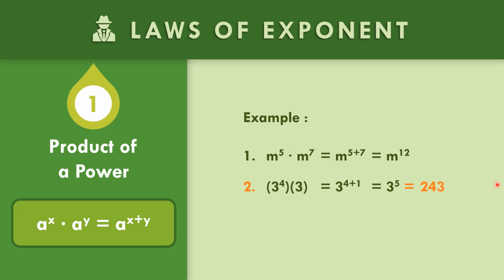So that becomes 243. How about number 3? 2 cubed times 2 cubed. So it means the base is 2. Let us copy. And then the exponent 3 plus 3. 3 plus 3 is equal to 6. So 2 to the 6th power. So it means you need to multiply 2 6 times. So 2 times 2, 4 times 2, 8 times 2, 16 times 2, 32 times 2, that is equal to 64. So 2 to the 6 is equal to 64.